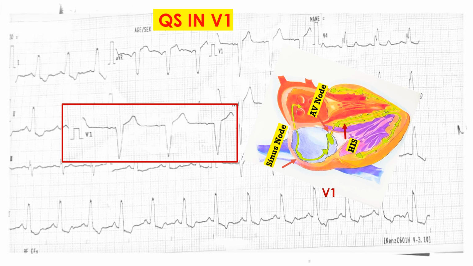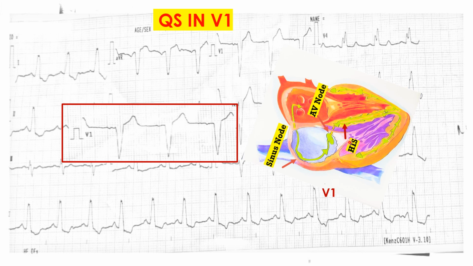Next, we need to identify the activation pattern. For that, we need to understand the anatomy of how the electrical conduction system of the heart works. I have shown it on the right hand side. So for the lead V1, there has to be a QS pattern. Here we can see how the heart is placed in the chest cavity, and this is the V1 lead which is recording in front of that heart area.